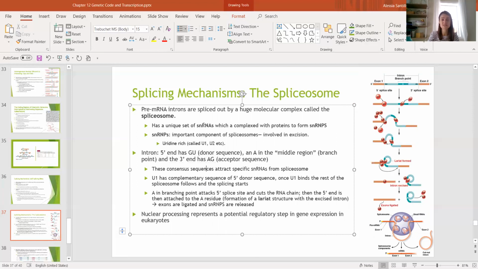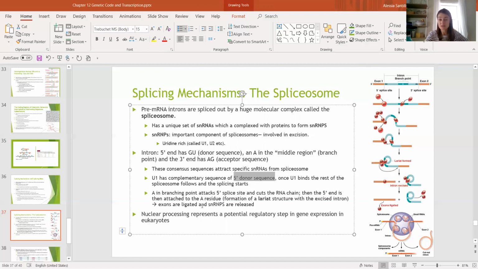And these are the sequences that your small nuclear RNAs and the SNRPs, your U1, U2, etc., in the spliceosome are actually able to attach to, right? So U1, for example, is complementary to the GU donor sequence on the 5' end. Then once the U1 binds, the rest of the spliceosome follows suit. You don't need to know the order of the spliceosome forming, because remember, it's this huge complex. And then the actual splicing occurs.